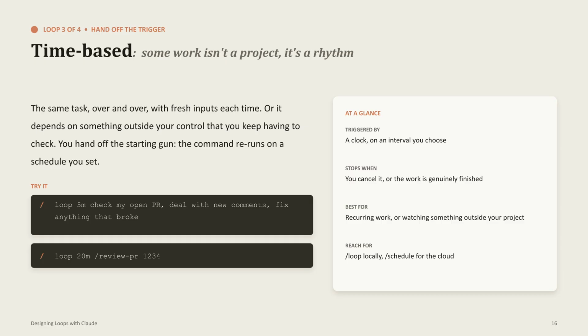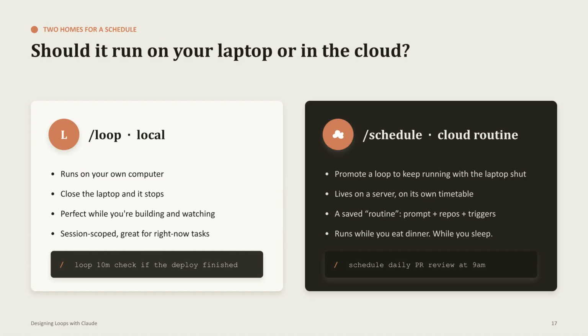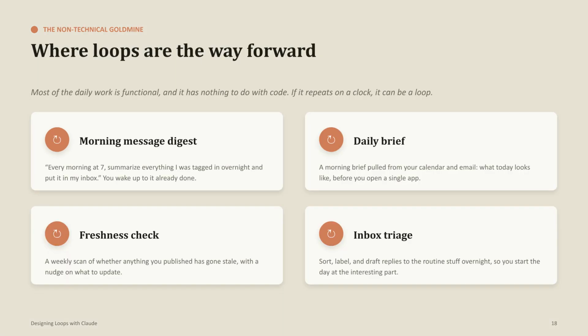Sometimes, work isn't a project, it's a rhythm. These loops run automatically on a schedule you set. You hand off the trigger, allowing the system to check inputs or monitor external events consistently. You can choose between running these locally on your own computer or in the cloud. Local loops are great for active development sessions, while cloud routines can keep running even when you've closed your laptop. Loops aren't just for code.